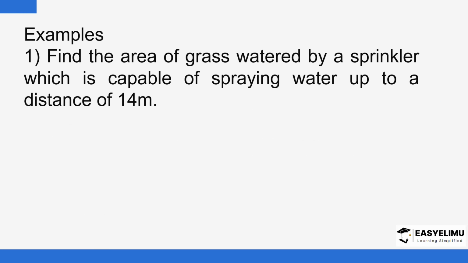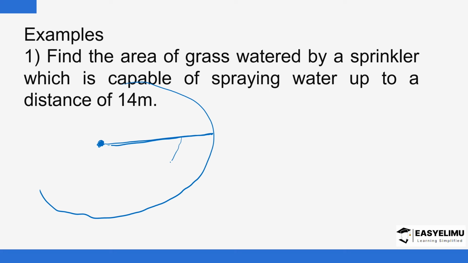So we have a few questions here that will help us with illustrations on how we can apply the formula used for finding the area of a circle. So let's see. Find the area of grass watered by a sprinkler. So we have a sprinkler at some center. This sprinkler is able to throw water to some constant distance. It's capable of spraying water up to a distance of 14. So you see, this is the constant distance that we are talking about from a fixed point, which you are calling the center.